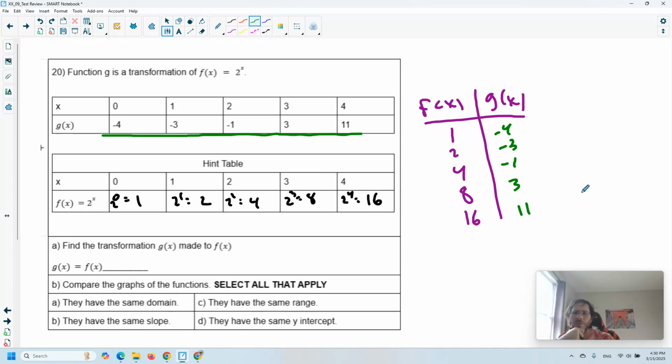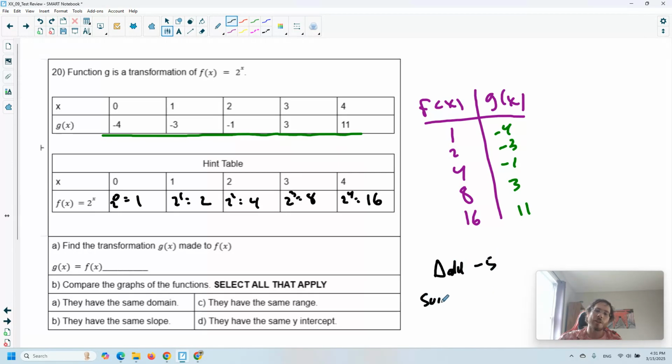So if I want to get from f to g, I'm either going to have to multiply, add, subtract, or divide. If I try multiplying first, 1 times -4 is -4, but 2 times -4 is not -3. So I'm not going to multiply or divide. If I want to add, I'd have to do 1 plus -5 to get to -4. 2 plus -5 is -3. 4 plus -5 is -1. 8 plus -5 is 3. 16 plus -5 is 11. So I could choose to add -5, so that would be one option.